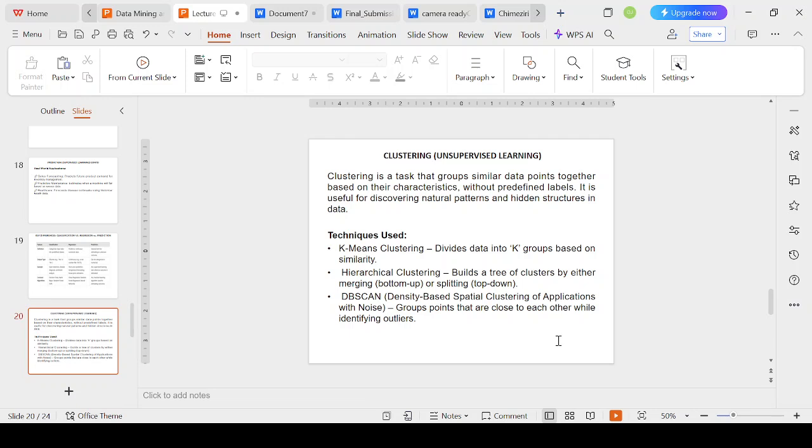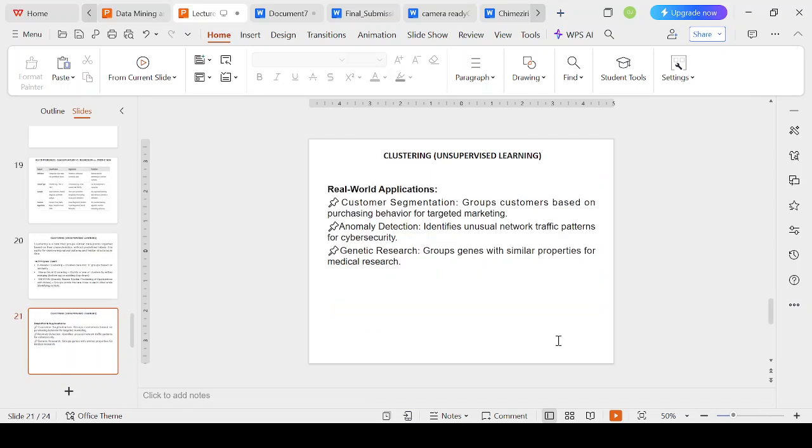Clustering is a task that groups similar data points together based on their characteristics without predefined labels. It is useful for discovering natural patterns and hidden structure in data. The techniques used are k-means clustering, which divides data into k groups based on similarity; hierarchical clustering, which builds a tree of clusters by either merging bottom-up or splitting top-down; and DBSCAN, density-based spatial clustering of applications with noise, which groups points that are close to each other while identifying outliers. The good thing is that we have different Python libraries to automate all these things. Real-world applications include customer segmentation, anomaly detection, and general research.